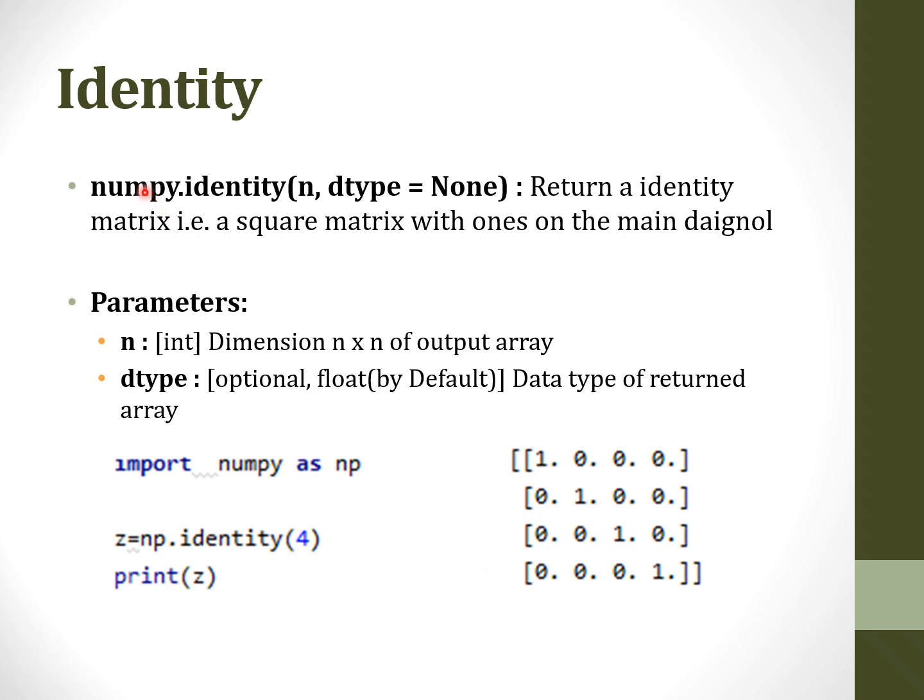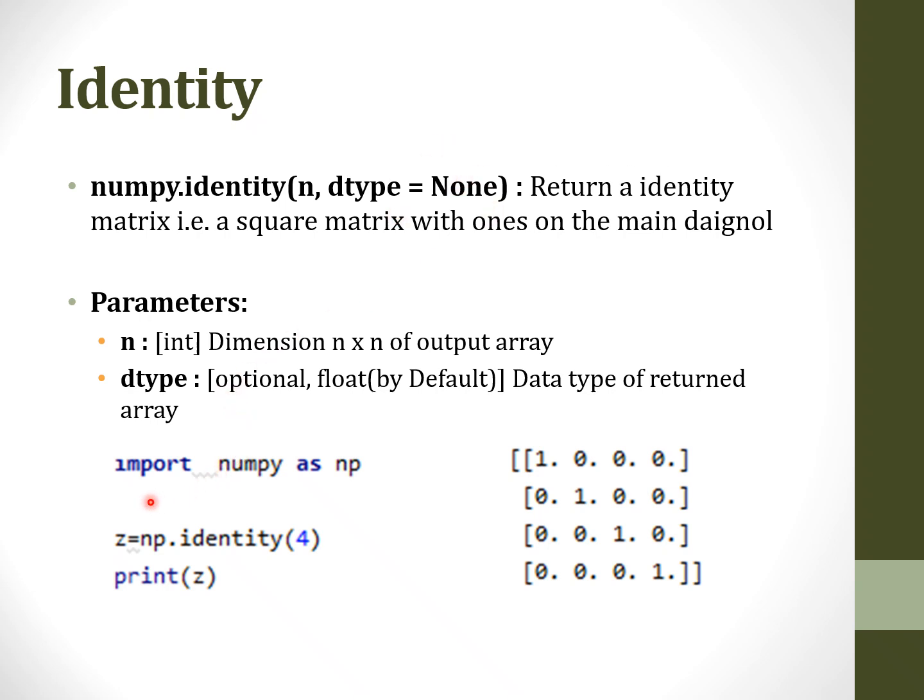So we'll see the syntax for how to generate an identity matrix. We can create it by using this function, numpy.identity(n, dtype=None). So n tells the dimensionality. Suppose if I want to create 3 dimensions, I give it as 3. So dtype refers to the data type. By default float values are placed. If you want to change the data type, you can mention it in this place.